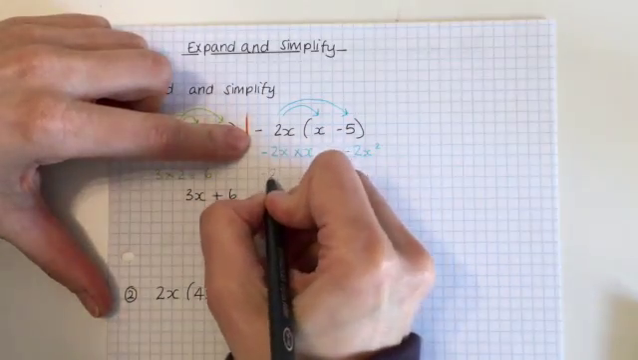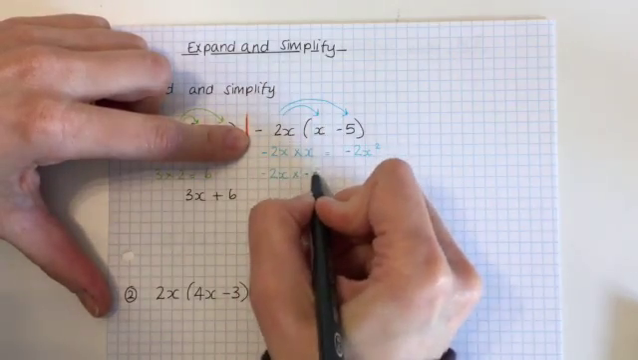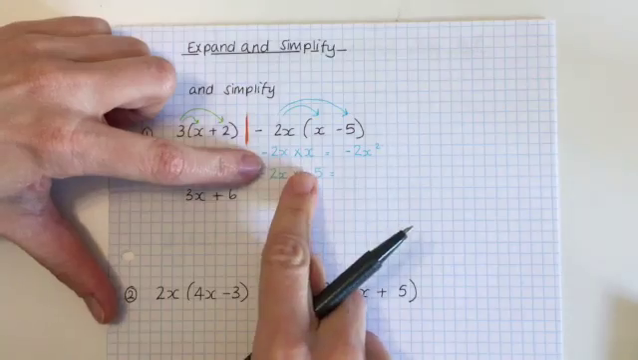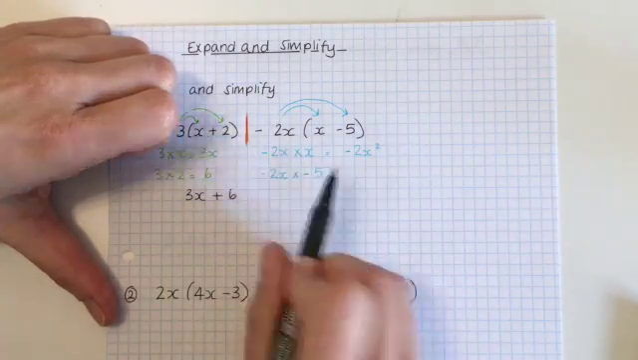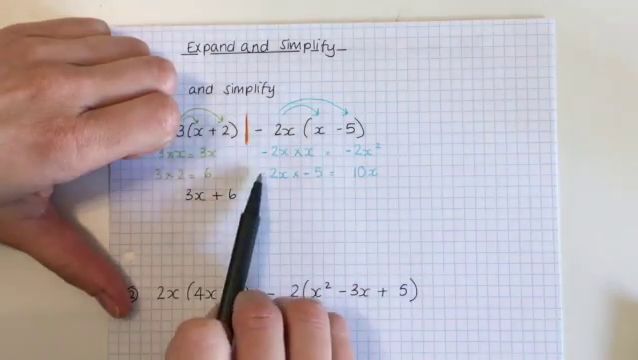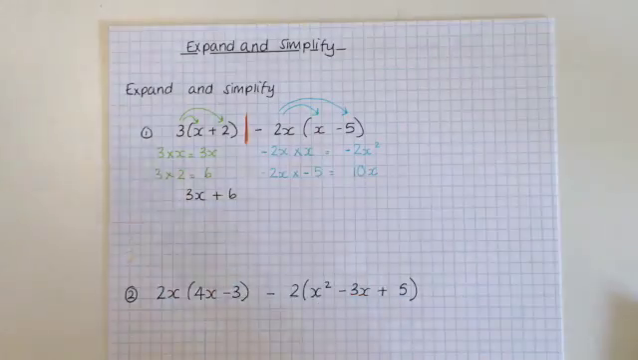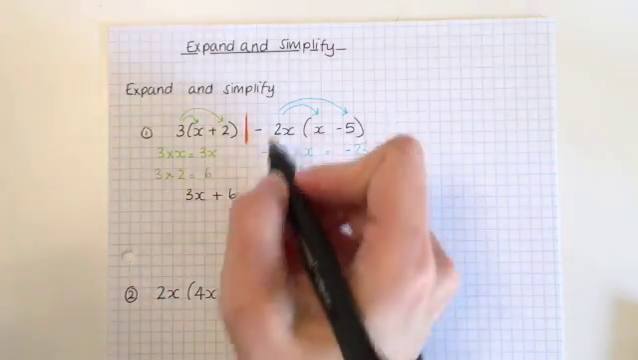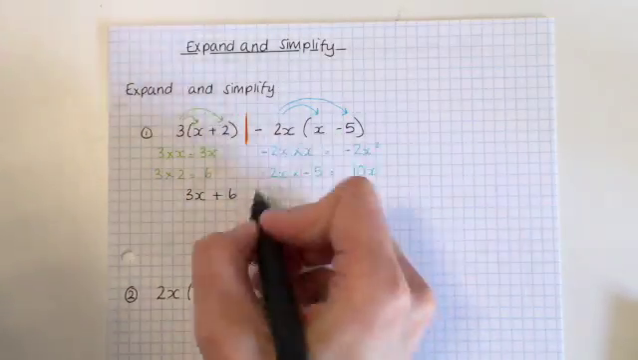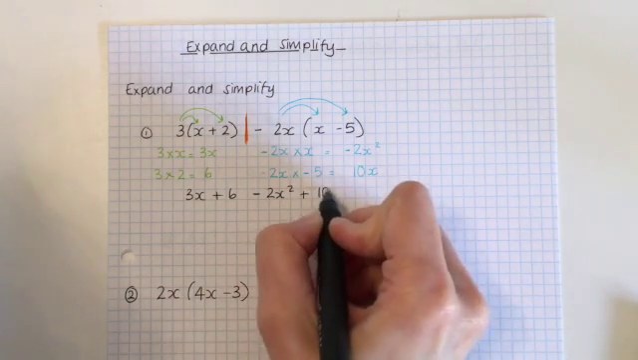So again, I've got negative 2x. And this time I'm multiplying it by negative 5. Okay, so forget the negatives. 2x times 5, well 2 times 5 is 10. And I've got an x. A negative multiplied by a negative is a positive. So it just stays as 10x. Okay, so then I write down what I've got for this side. So I've got negative 2x squared plus 10x.